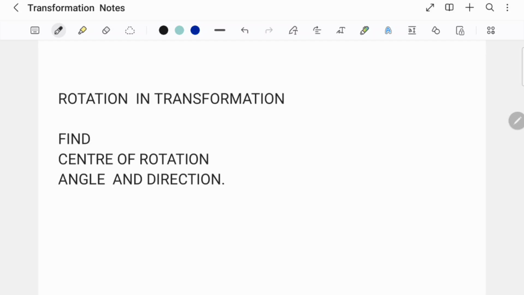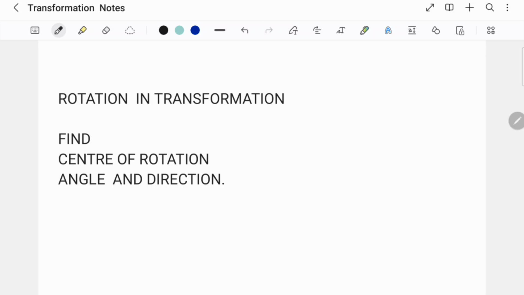So in this lesson I'll show you how to find the center of rotation, determine whether the rotation is clockwise or anti-clockwise, and identify the angle of rotation by using the perpendicular bisector method. And we'll solve these past paper questions step by step together. I'll also show you simple and easy methods to find midpoints and angles. Make sure you have a compass, ruler and pencil ready.